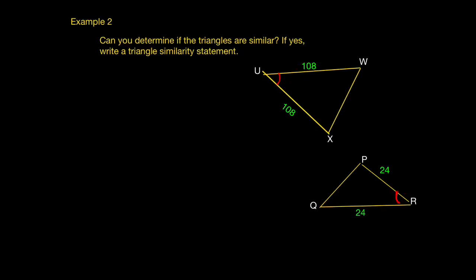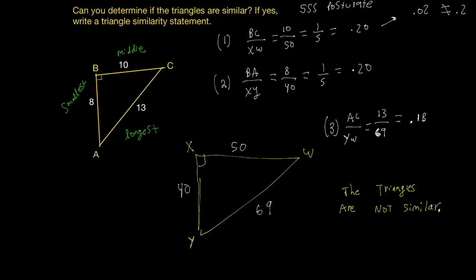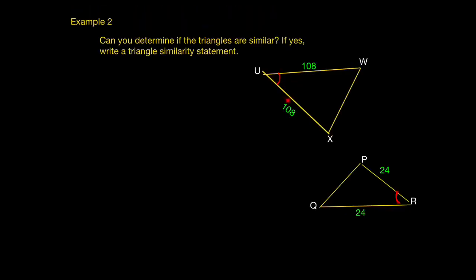We're given two sides and one angle, so this is screaming at us, telling us to use side, angle, side. Here, you have to make sure that these two lengths that correspond with these two lengths are proportional, and we have to make sure that the angle in the middle, those angles, are congruent.